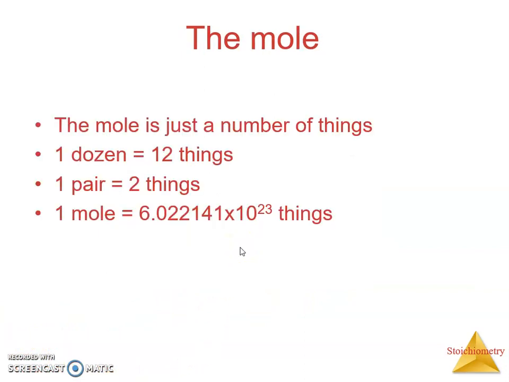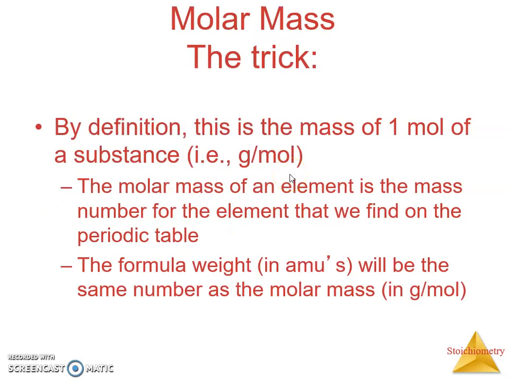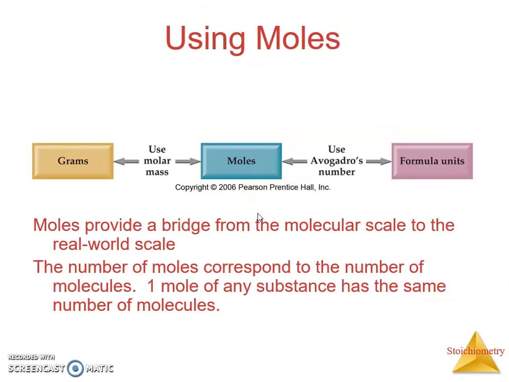Now, the mole is just a number of things. 1 dozen, 12 things. 1 pair, 2 things. 1 mole is equal to this many things. So molar mass, the trick. By definition, this is the mass of 1 mole of a substance, in grams per mole. The molar mass of an element is the mass number for the element that we find on the periodic table. The formula weight in AMU will be the same number as the molar mass in grams per mole.